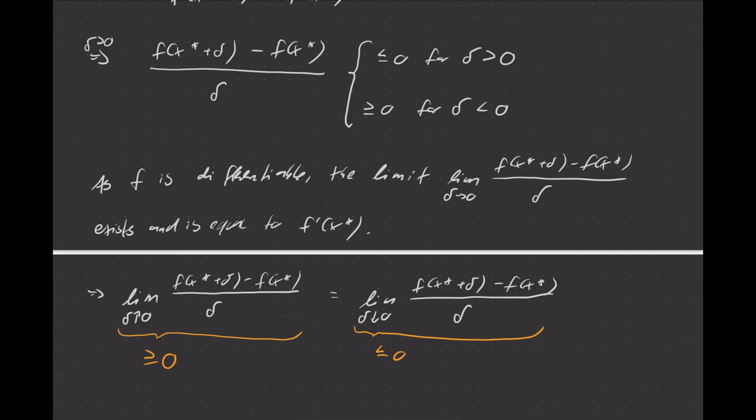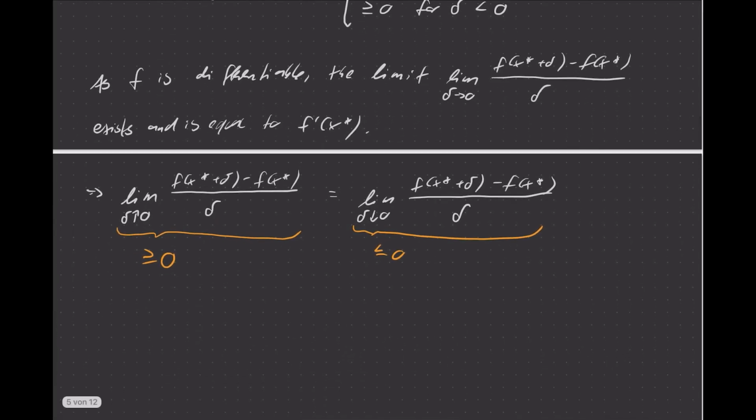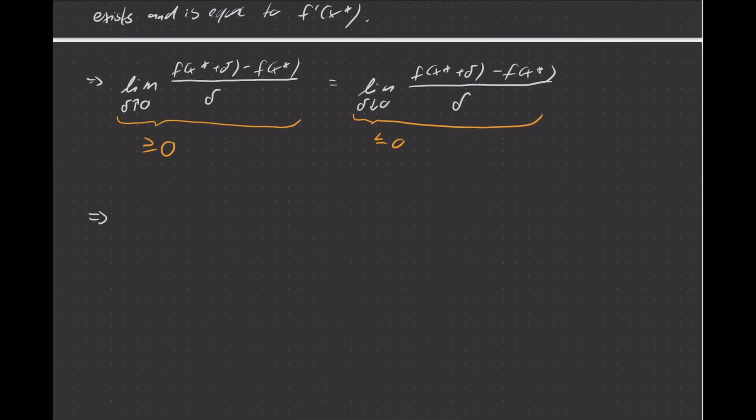So what we have here is a limit that must agree. One of those needs to be less or equal to 0. The other needs to be greater or equal to 0. So the only possibility that those can agree is if f prime of x star is both less or equal to 0 and greater or equal to 0, because they both tend to the same value. And of course that means f prime of x star must be equal to 0. So what we have just concluded is that if we have a local maximizer, then necessarily the derivative at that point must be equal to 0.